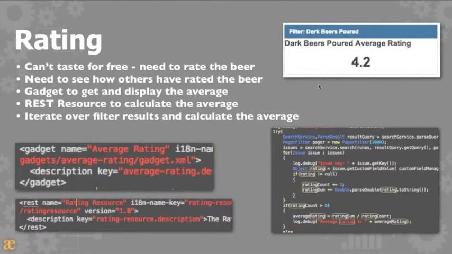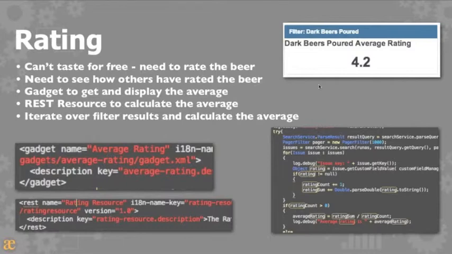I said we made this REST resource to be able to calculate the average, so I had to actually also add in a REST module using the SDK as well. So same sort of thing. You point it towards what's the URL that it's going to show up at, and where do I find the Java file that goes along with it.